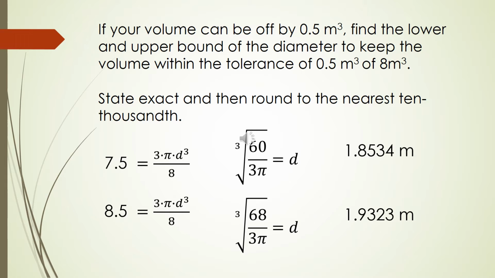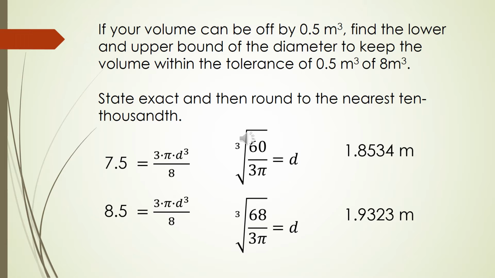Now, anytime you're trying to cut something or create something that's an irrational value, you have to settle on some tolerance. So in this case, suppose our volume could be off by 1/2 of a cubic meter. We're going to find the upper and lower bound of the diameter to keep the volume within our tolerance of 0.5 cubic meters of our 8 cubic meters. So if the volume could be off by 1/2 cubic meter, that means that it could be as low as 7.5 or as high as 8.5.